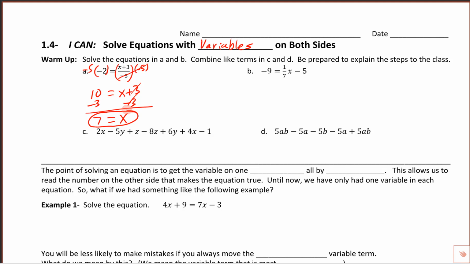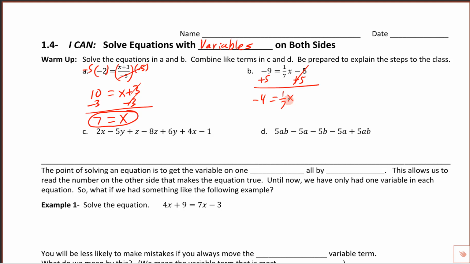Next equation, you'll notice that our variable term is right here. So first thing we're going to do is we're going to get rid of this -5. So we're going to undo that by adding 5. So we're going to add 5 to this side and add 5 to that side. Again, those will cancel each other out. Those will add up to be a 0. So we've got a 1/7 x. So we've got that fraction coefficient there. And then we end up with -9 plus 5. That's going to be a -4.